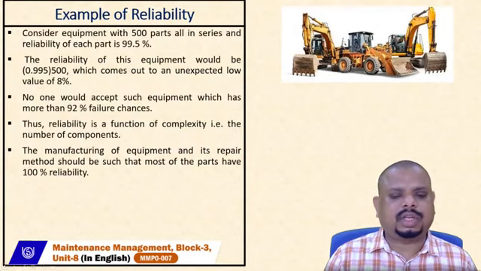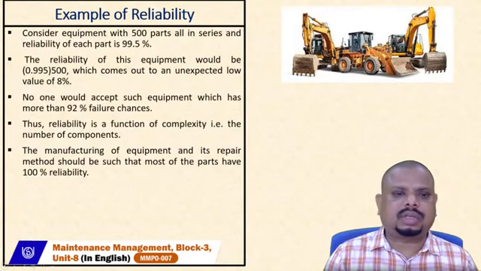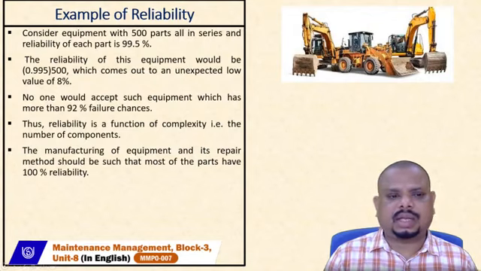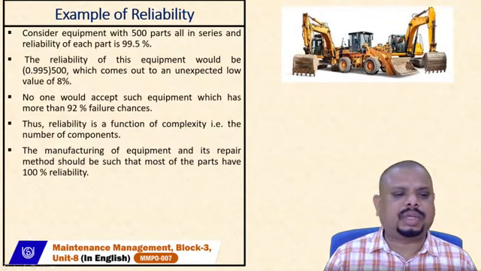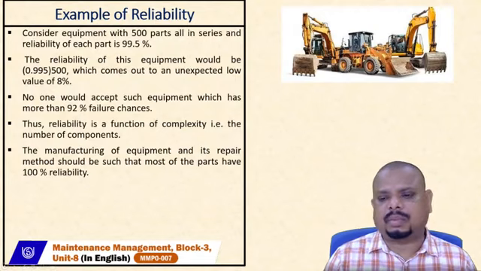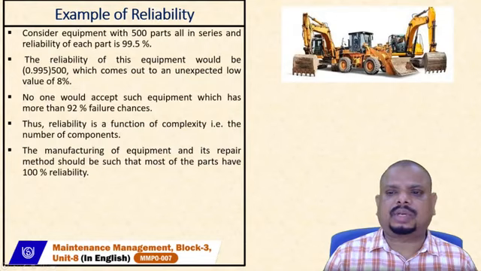Whenever you go to measure the reliability of machines, equipment, systems or processes, each process or system consists of a number of series of parts, and each series of parts reaches unexpectedly low values after certain time periods. That means your failure chances will increase up to 92%. So the manufacturing of equipment and its repair method should be such that most of the parts have 100% reliability.